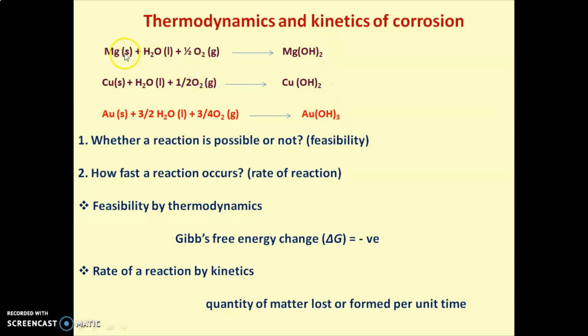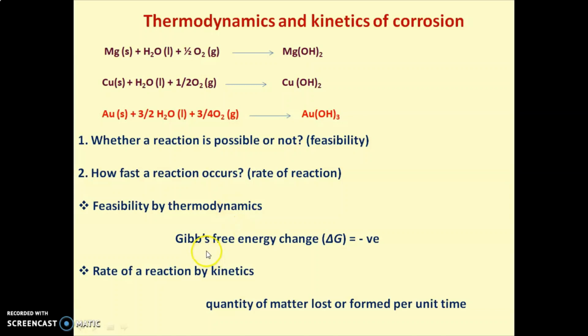Now, if a question comes: do all these metals react with the surrounding environment, maybe like water and oxygen, and give these products? Who can answer this? How will we know whether the reaction is possible or not? That's called feasibility. If the reaction takes place, whether it's a slow reaction or a fast reaction, that's called the rate of reaction. That's why we come across two questions: one is whether a reaction is possible or not, called feasibility, and another is how fast the reaction is, called the rate of reaction.